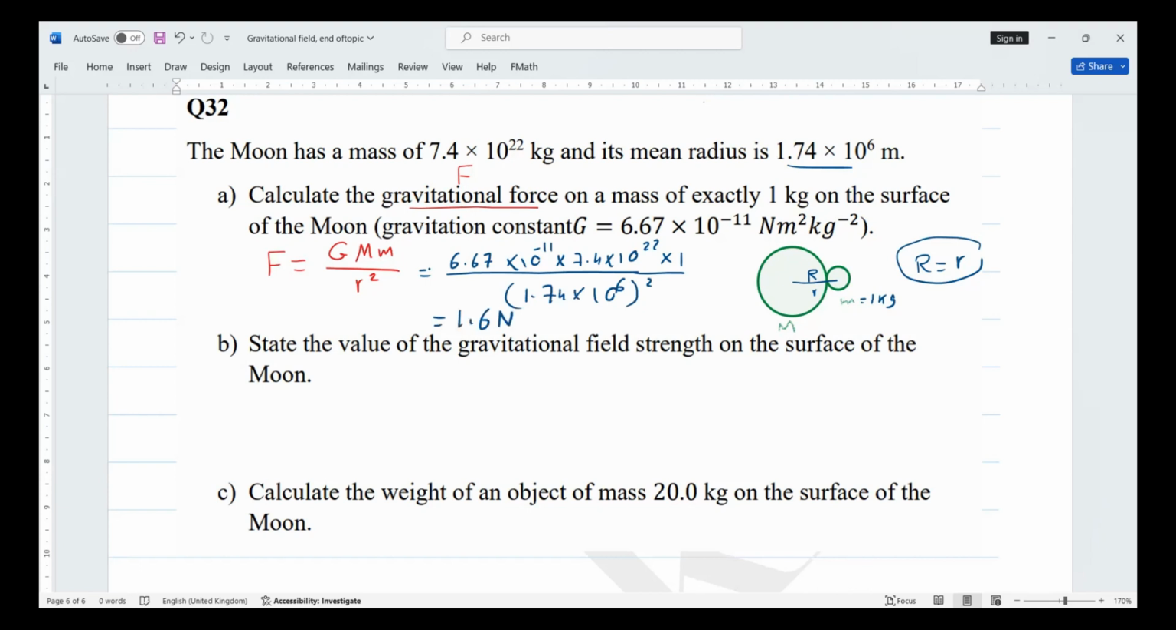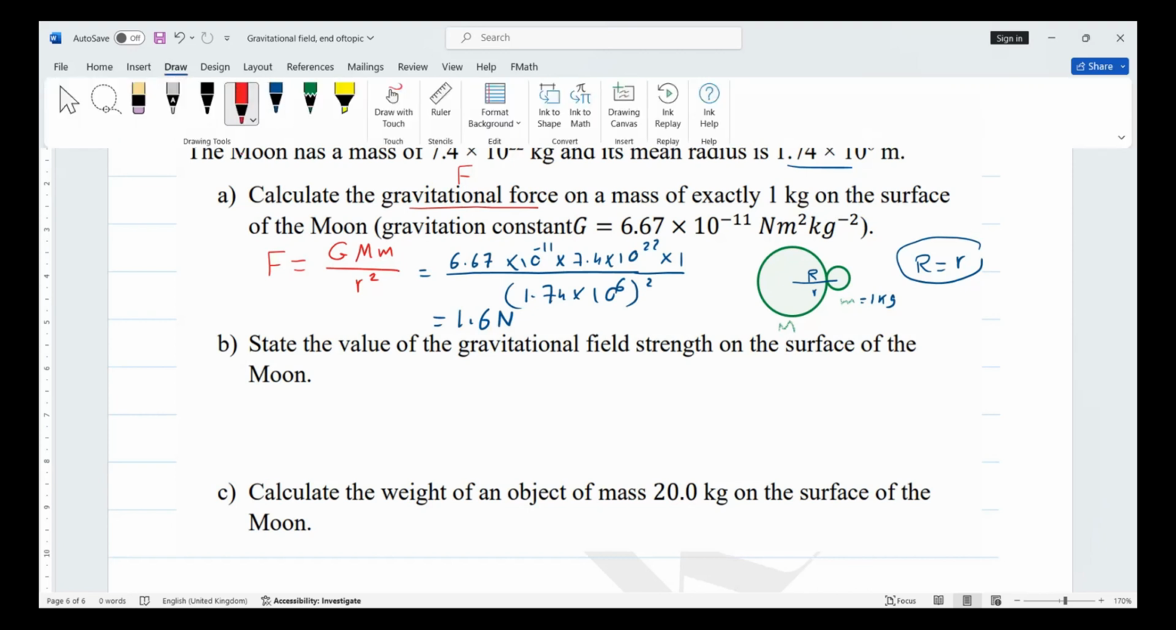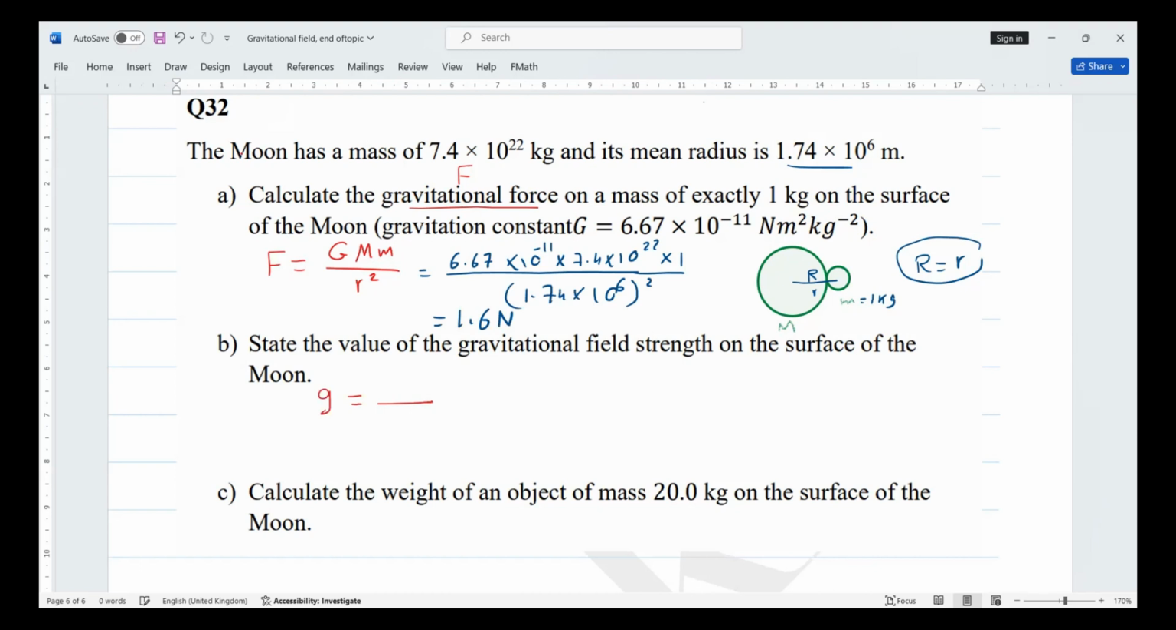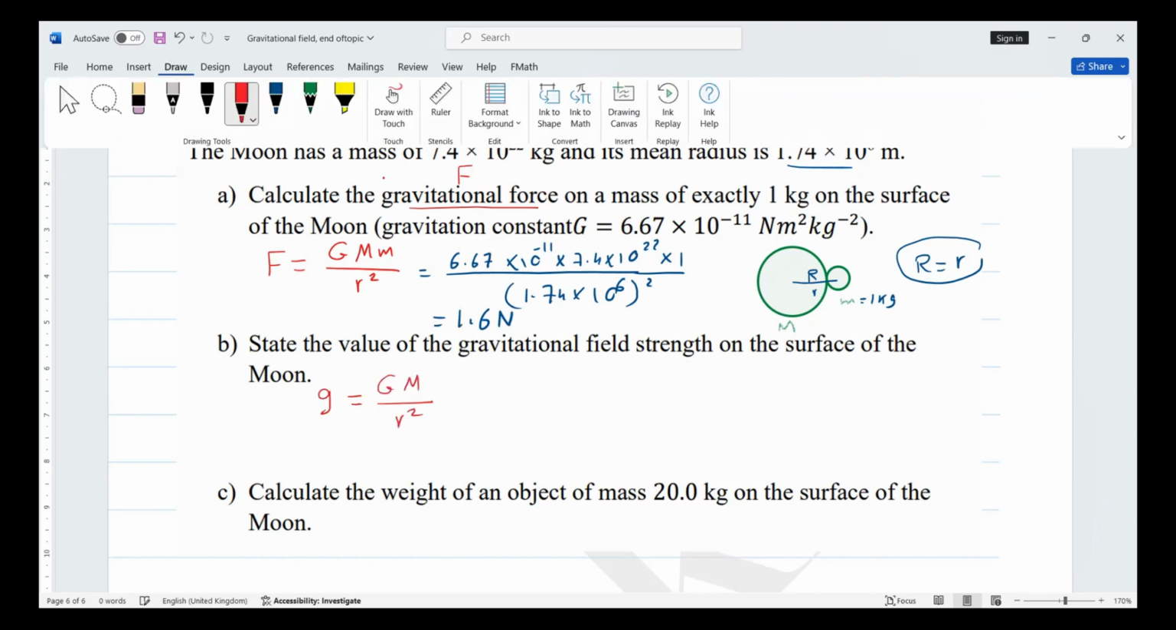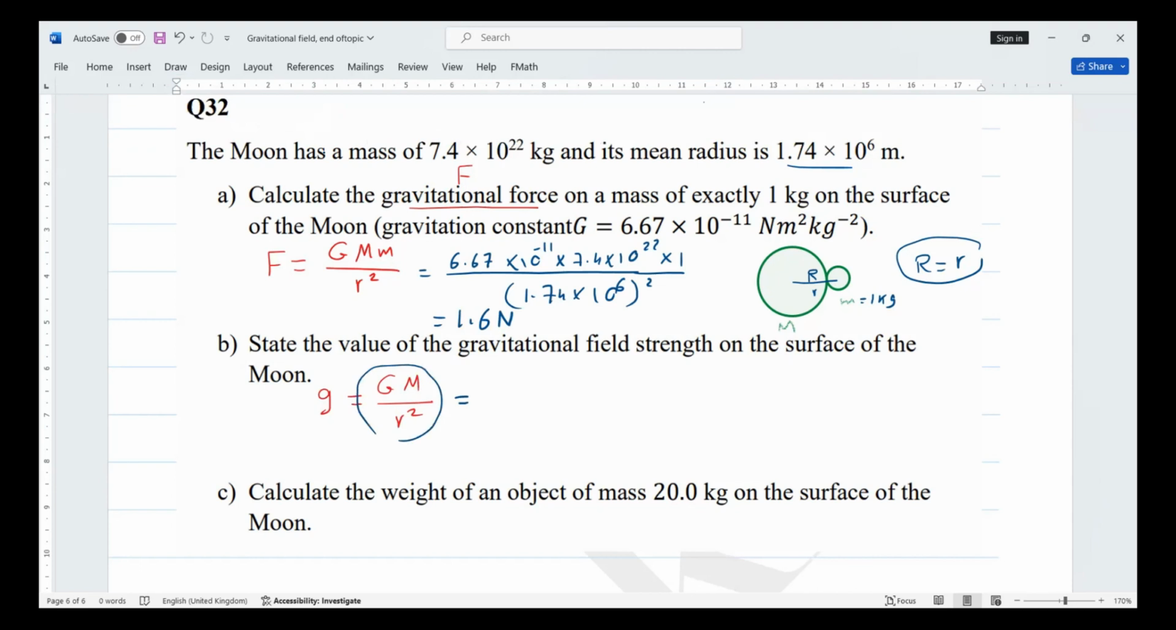State the value of the gravitational field strength on the surface of the moon. Now, g on the surface of the moon, or gravitational field strength, equals GM over R squared. Actually, it is the same value, because here M small is 1. Then it will be the same value that we got here. So it's 1.6 Newton, because M small is 1 kilogram.